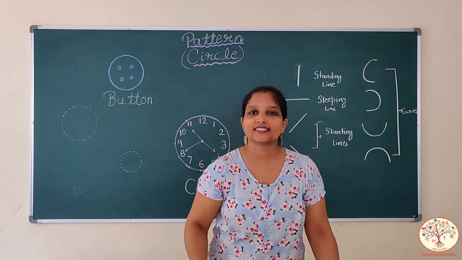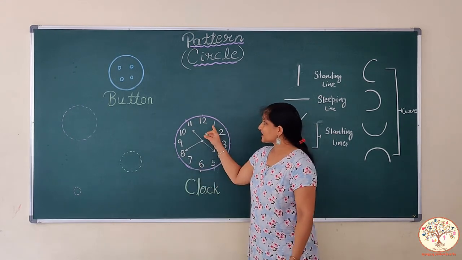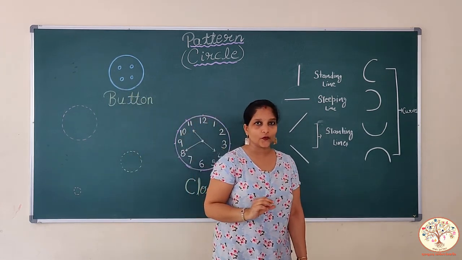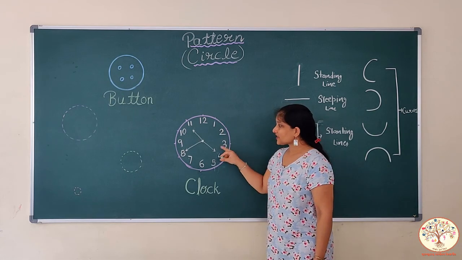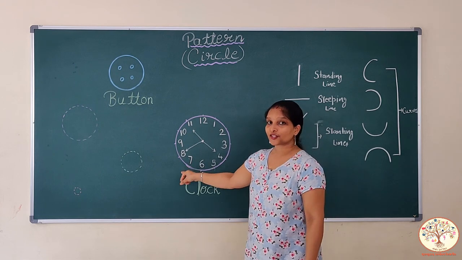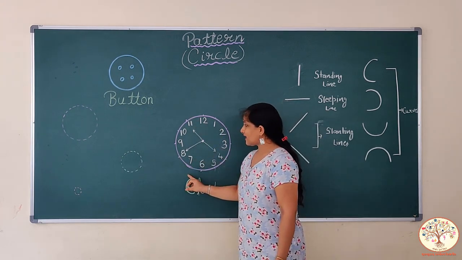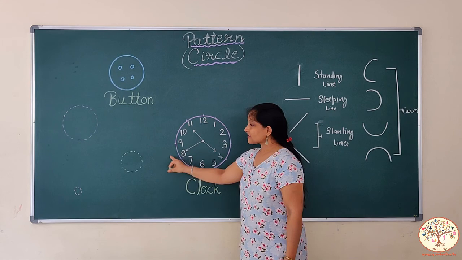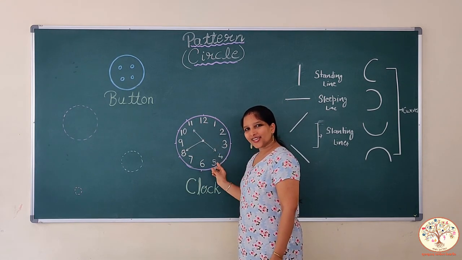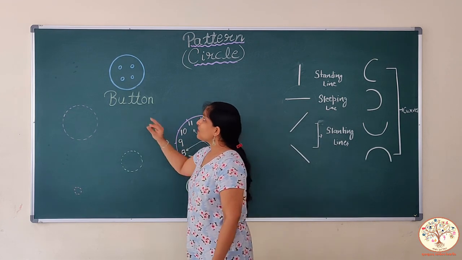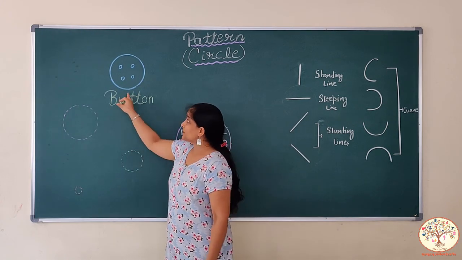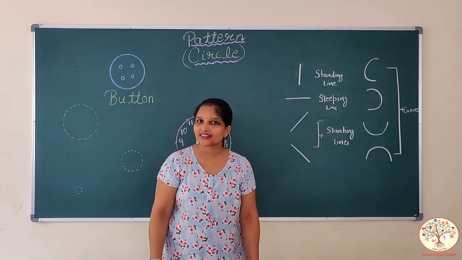Now, kids, for circle, see, I have drawn some pictures on the board. Our first picture is clock. And this is circle in shape. Right? Now, our next picture is button. And button is also circle in shape.